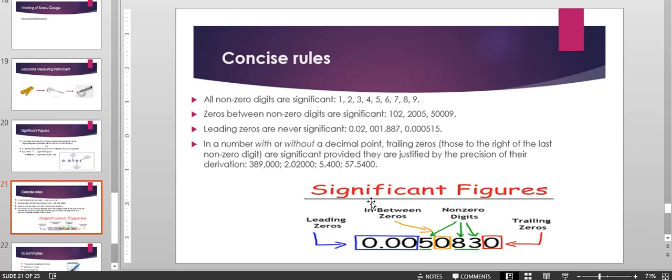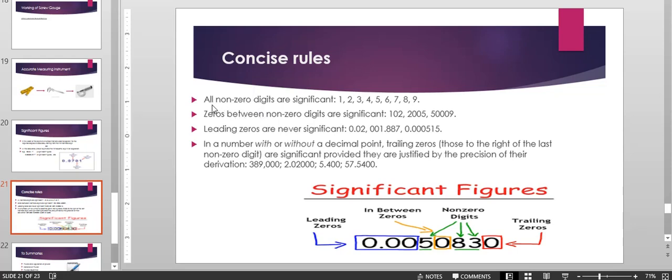Before learning the rules, let's discuss some concepts in this topic. These zeros which are starting the number are known as leading zeros. This is the zero which is in between the non-zero digits. These three are non-zero digits, and the zero which is at the end of the number is known as a trailing zero. So now let's discuss the rules of the significant figures.